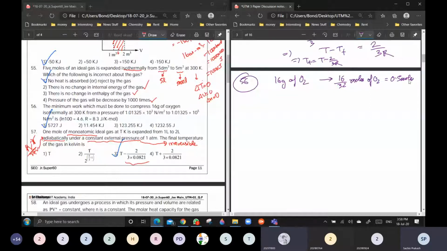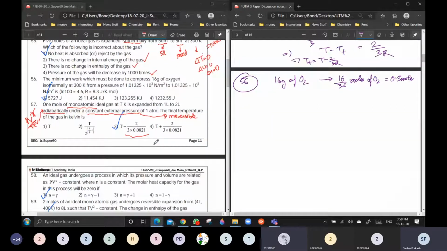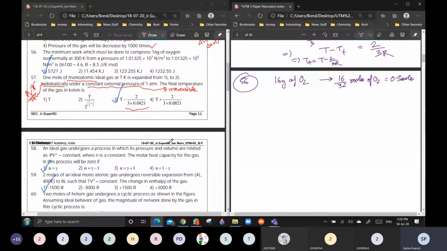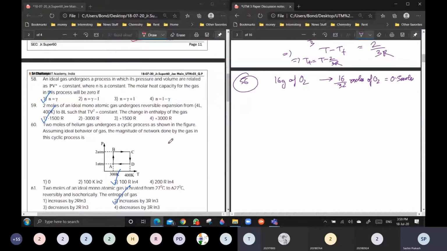Okay, sir, I understood. Why is it option 1? You might have taken 16 by 16, so n will be equal to 1. Yes, sir. That is the whole purpose of giving this question. These are very small mistakes. Do not be too sad about it. Just keep it in mind. After this, 58.